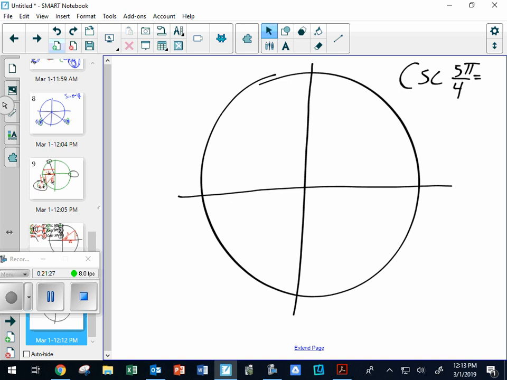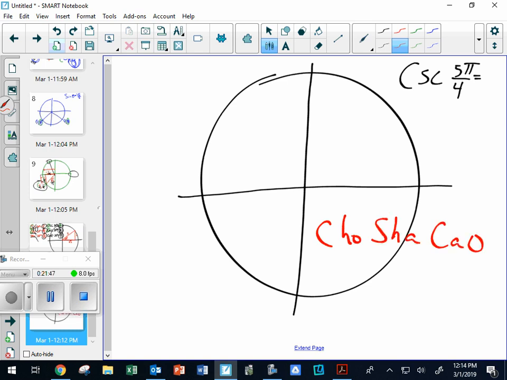Yes, you could try to go through and memorize them all. Like you memorize sine as opposite over hypotenuse. You could try to memorize this as hypotenuse over opposite. But interestingly, I'll give you the acronym for it if you want. It comes out to Chosakao, instead of Sokotoa. You got Chosakao.